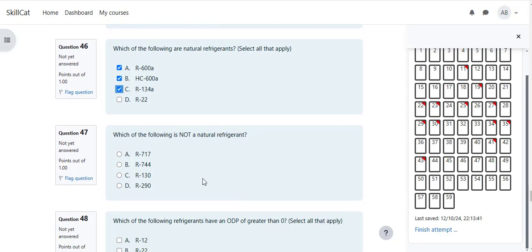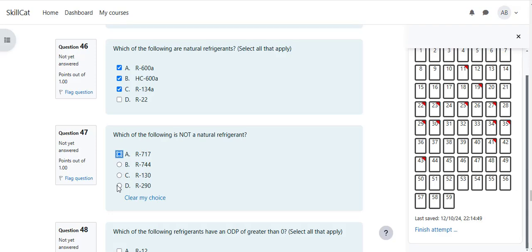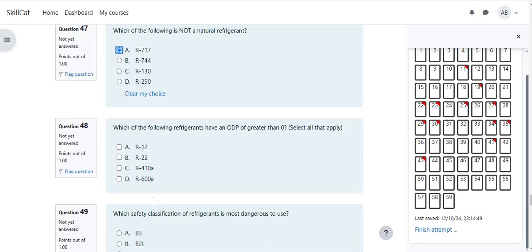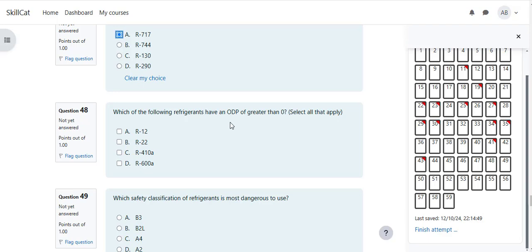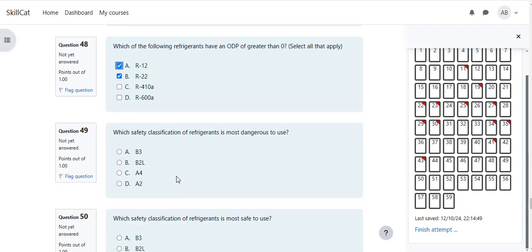Which of the following are not natural refrigerants? R707, 717, okay, 290, 717. Which of the following refrigerants have an ODP greater than 0? Okay, this. R22 and R12, I think.